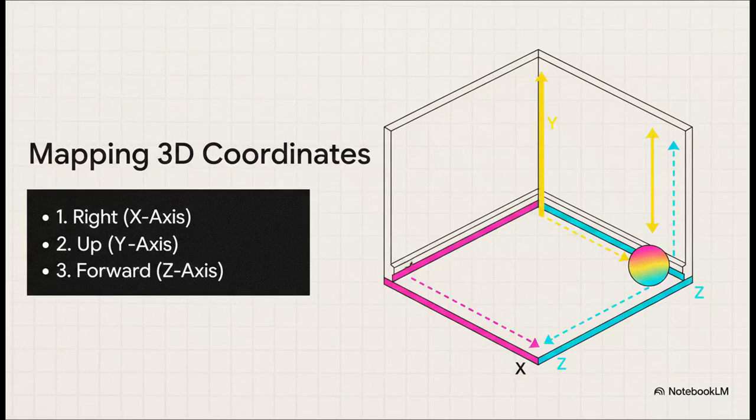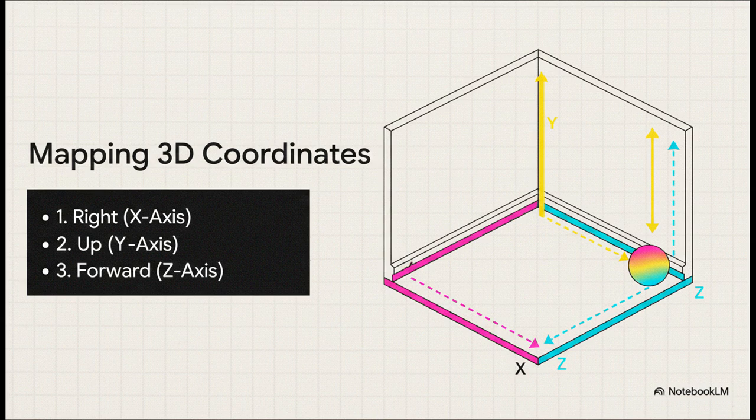Let's make this super concrete. Imagine you're standing in the corner of a totally empty room. The x-axis is the wall running to your left and right. The y-axis, that's the vertical line running straight up from the floor to the ceiling. And the z-axis is the depth. It runs forward and backward, straight out into the middle of the room.